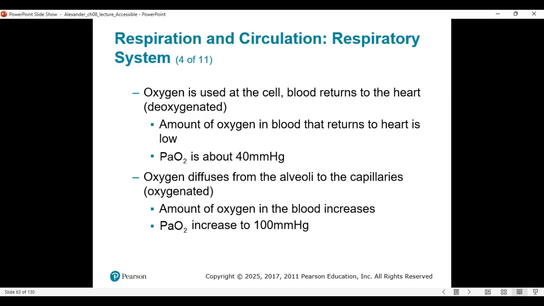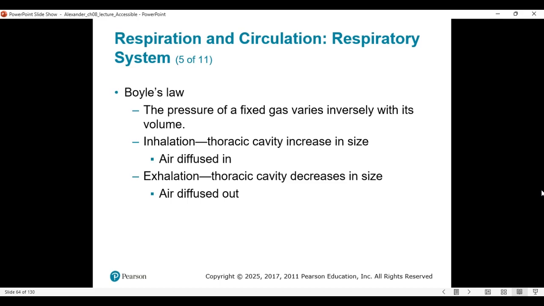Oxygen used in cells is used up, so the blood that returns to the heart is usually deoxygenated. It'll still have small amounts in it, but not enough. Very low. The partial pressure is about 40 millimeters of mercury. Oxygen will diffuse from the alveoli back to the capillaries. This will be oxygenated blood. The amount of oxygen in the blood will increase, of course, and the partial pressure will go up to 100 millimeters of mercury.